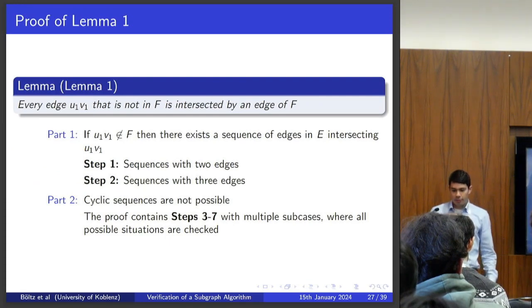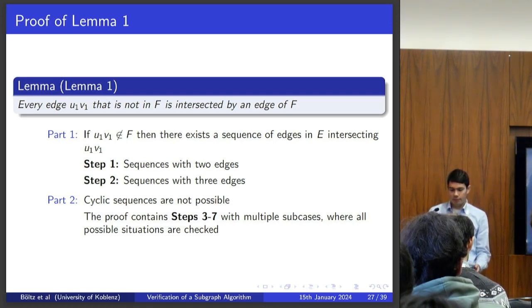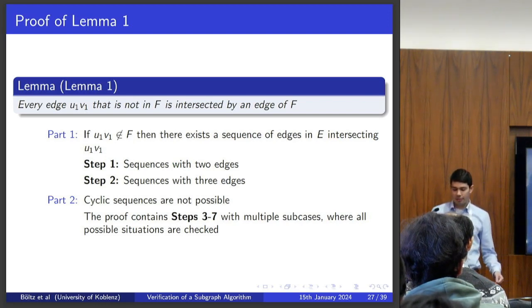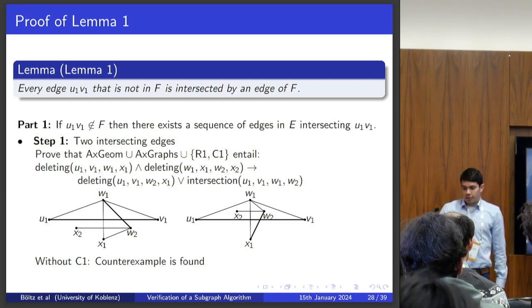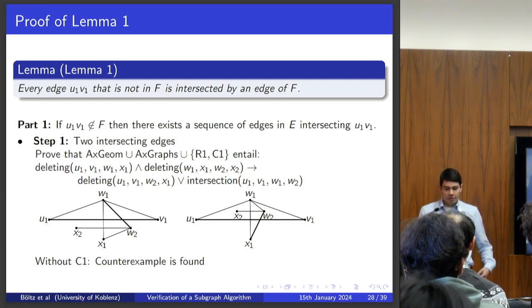So now to the proof of the first lemma. This is done in 2 parts. We first show that there exists a sequence of edges in E intersecting with U1, V1. The first step we consider a sequence with 2 edges. In the second step a sequence with 3 edges. In the second part we show that such a sequence cannot be cycled by distinguishing multiple subcases where all possible situations are checked. So this is the situation of the first step.